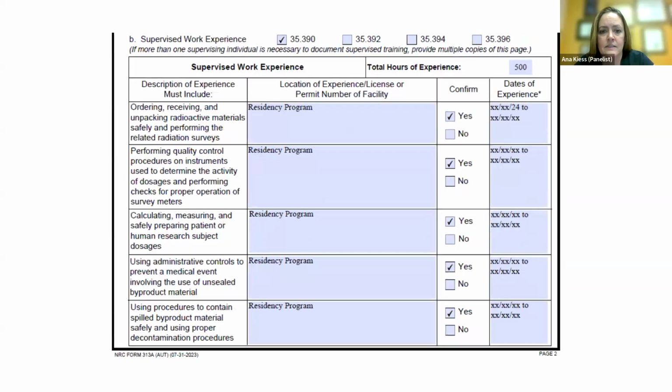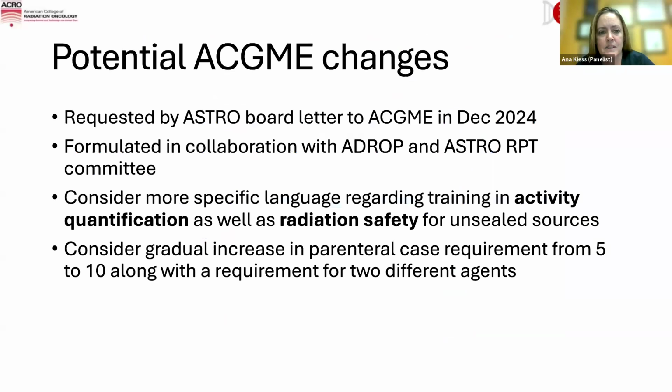And then other things, it will be important to document experience, the time in the hot lab or radiopharmaceutical or radiopharmacy, specifically spending time with medical physics.